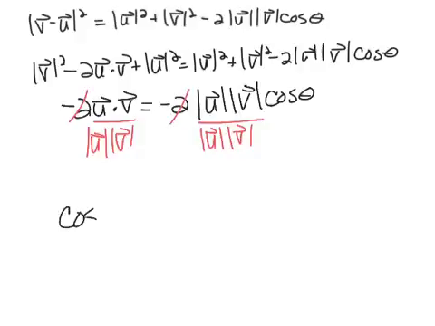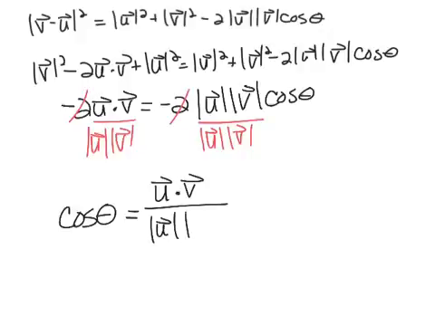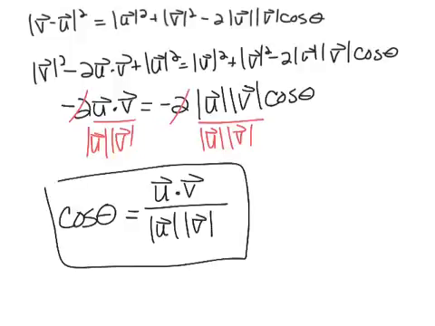The cosine of theta, which is the angle in between two vectors, is equal to u dot v, so the dot product, divided by the product of their magnitudes, magnitude of u, magnitude of v. That's how you find the angle in between two vectors.